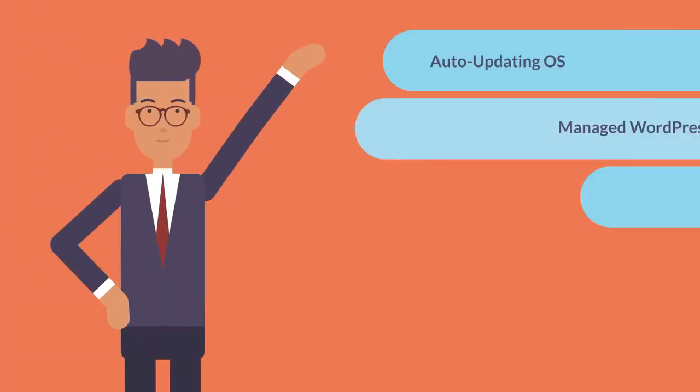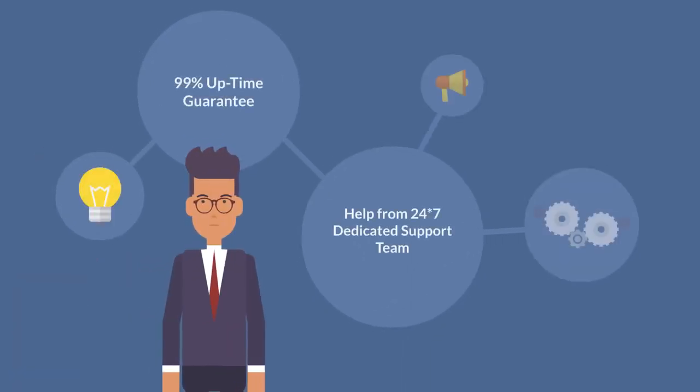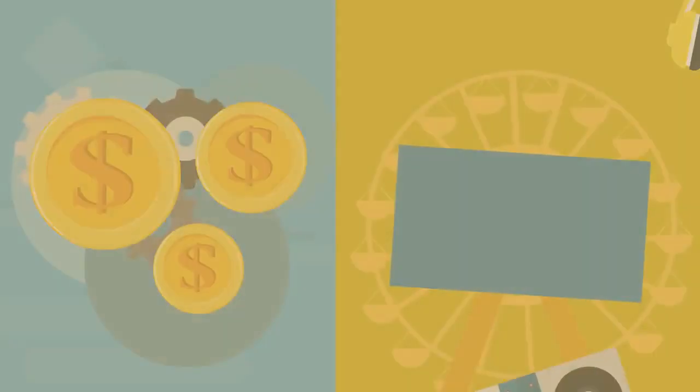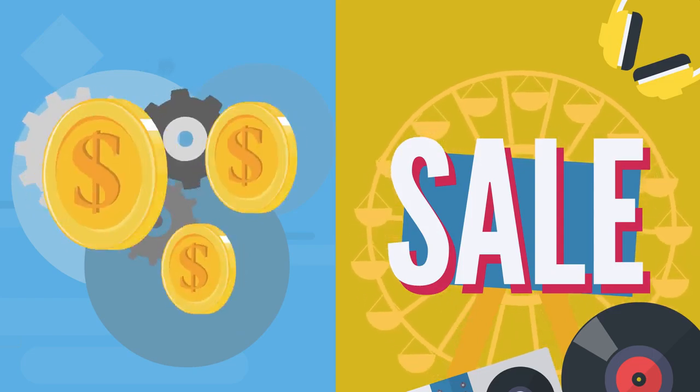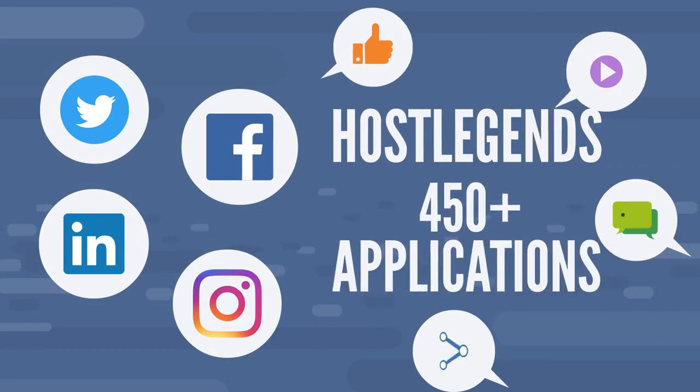Along with tons of features like auto-updating OS, managed WordPress hosting, dedicated health monitoring agents, FTP support, incredibly fast RAID storage, 99% uptime guarantee, and help from a 24/7 dedicated support team, which makes HostLegends an ultimate game changer. Plus, we'll give you over $300 in advertising credits from companies like Google to kickstart your business. HostLegends integrates with all major 450+ applications in the world.